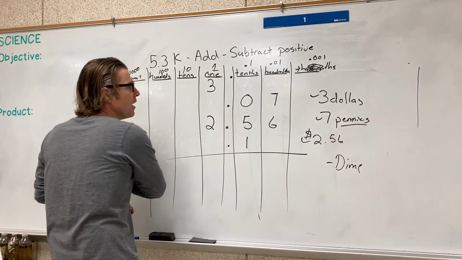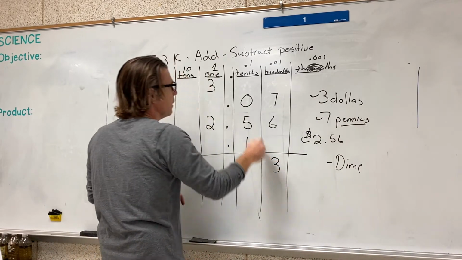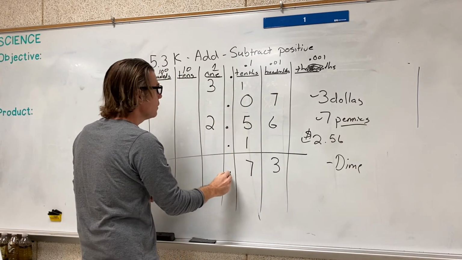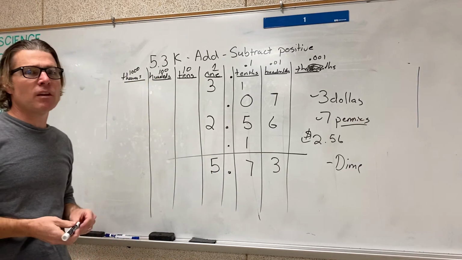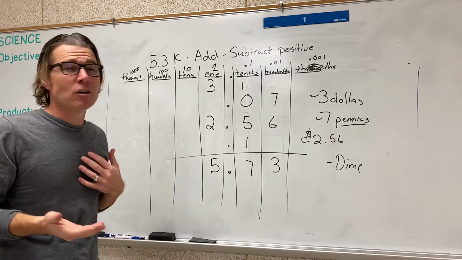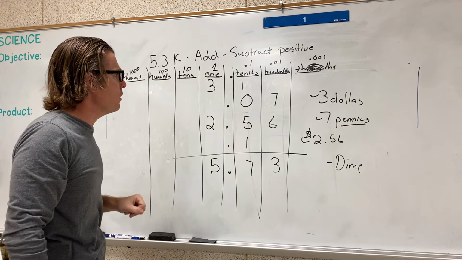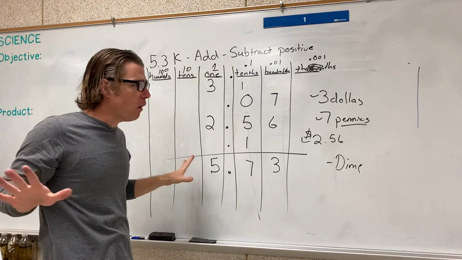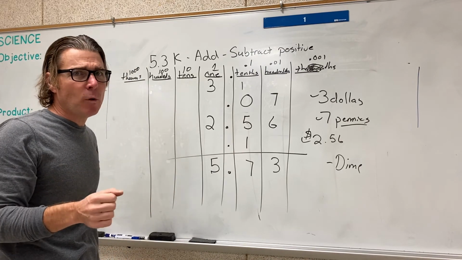Let's add up our cash. 7 and 6 is going to be 13. Carry my 1, 5, 6, 7. Decimal down, 3 and 2 is 5. So my total is $5.73. I encourage you, I would require you to do all of this in a place value chart. It's going to make your work neater, cleaner, and reduce all, well, 99.9% of the dumb errors.